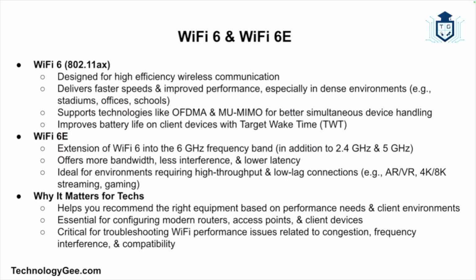All right, next, let's quickly talk about Wi-Fi 6 and Wi-Fi 6E. So Wi-Fi 6, which is also known as 802.11ax, delivers better performance in dense environments like stadiums and offices. You have what's called Wi-Fi 6E, and this extends Wi-Fi 6 capabilities into the 6 gigahertz spectrum for more bandwidth and less congestion. And as a technician, knowing these standards will help in recommending, configuring, and troubleshooting wireless networks.